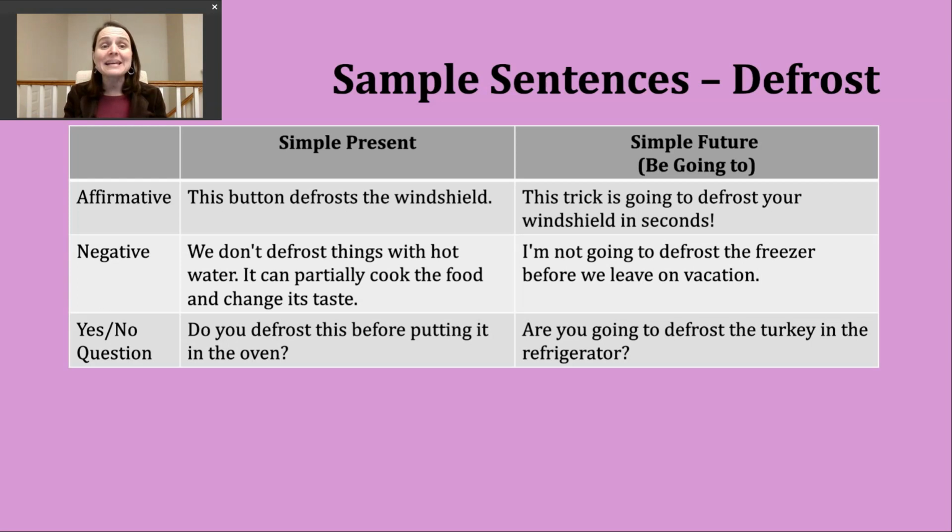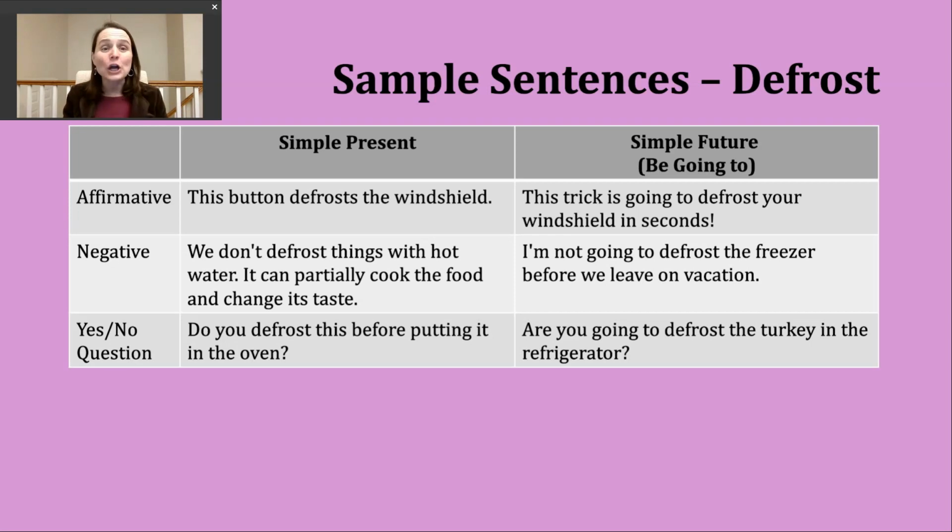Now let's talk about negative simple present sentences. To do this, again, we need to pay attention to our subject. If our subject is I, you, we, or they, we're going to use do not and then the base verb. But if the subject is he, she, or it, we'll use does not and then the base verb. Notice in the negative, I'm not adding an S to the end of the verb. Never going to do it.